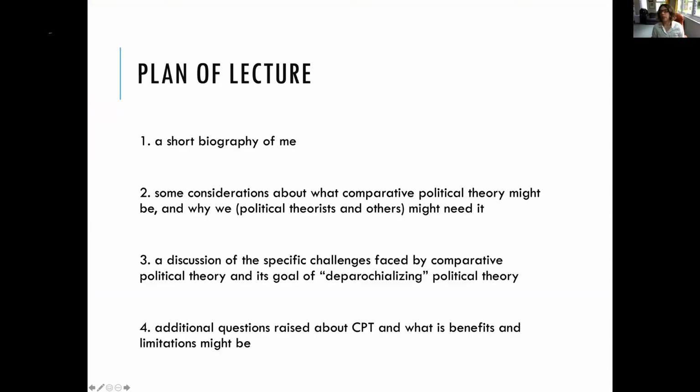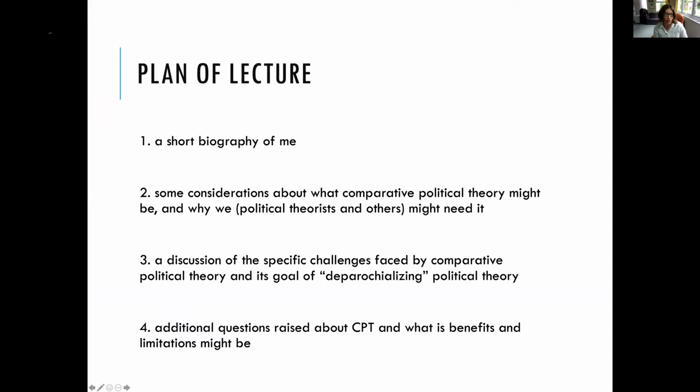So here's a plan of the lecture. I start with a short biography of me, not because I'm particularly important, but because it might help you understand where I'm coming from when I talk about comparative political theory and my opinions about it. I then go on to consider what comparative political theory might be, what people say it is, and why we as political theorists and others might need it.